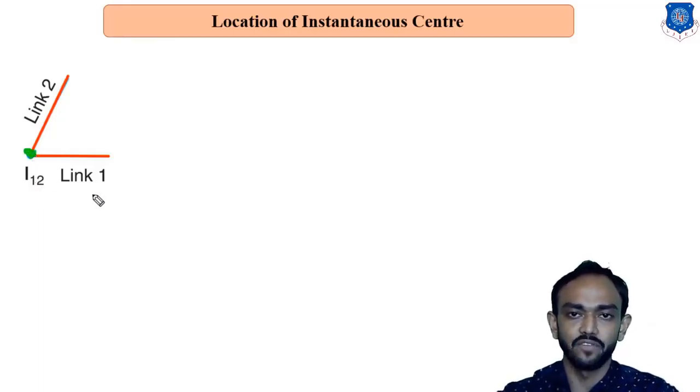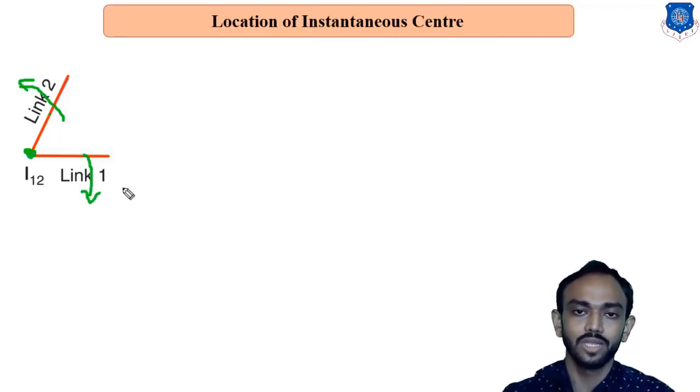It is known as I12 because with respect to this point, link number 1 and link number 2 are rotating here, in this direction, or maybe consider one in this direction, but both are rotating with respect to this I12, which is a common joint between them.